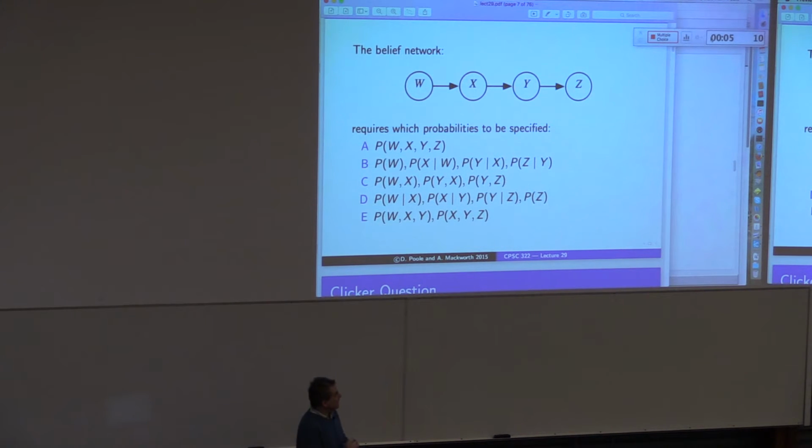Looking at this belief network, W leads to X, leads to Y, leads to Z. The question is, which probabilities does it require to be specified? What do you have to specify to do this? It's not designed to be tricky.